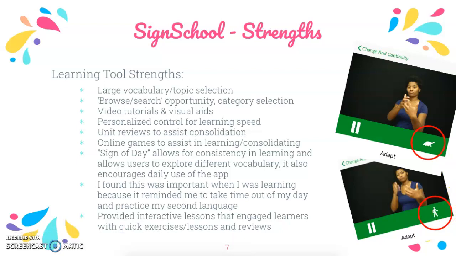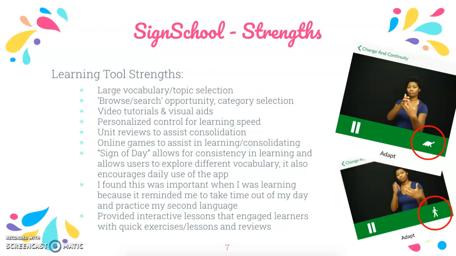The learning tool also provided unit reviews to assist with consolidation. There were online games to assist in learning and consolidating. They provided the opportunity of signing up for a sign of the day, which allows for consistency in learning and allows users to explore different vocabulary. It also encourages daily use of the app. I found this was important when I was learning because it reminded me to take time out of my day and practice my second language.